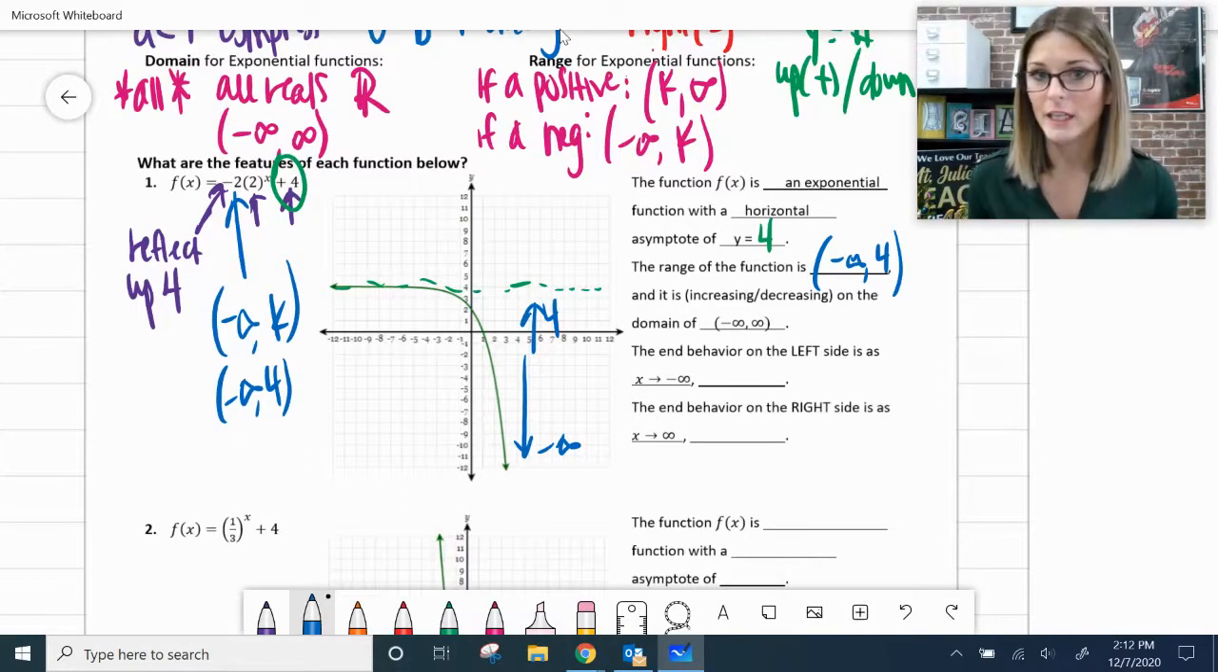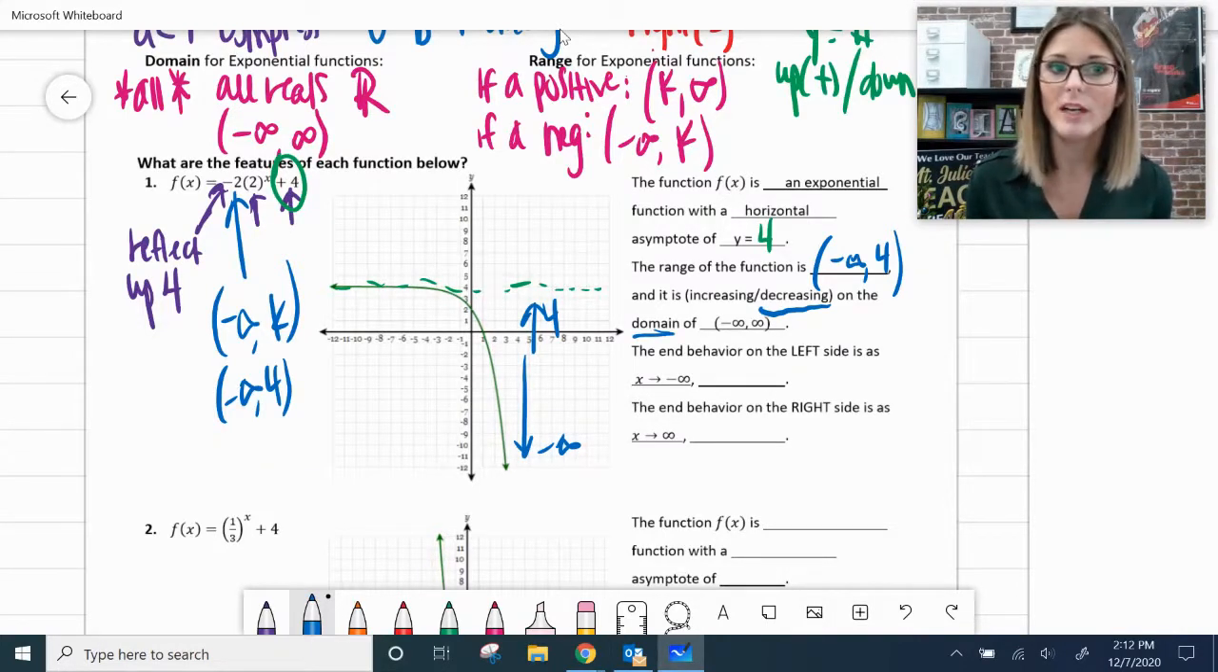And it is increasing or decreasing from left to right. As I go left to right, it is decreasing. It is decreasing on the domain of negative infinity to positive infinity. Now that one is always going to be the same, right? Domain, what did I say before? The domain for all of our exponential functions is all real numbers every time.